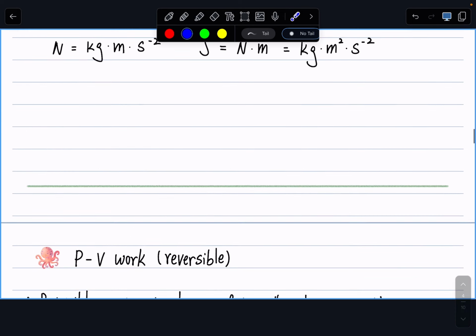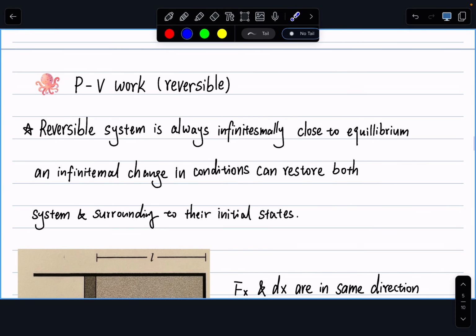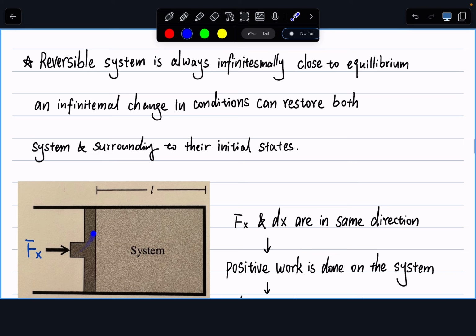All right, so that's a quick review on classical mechanics. And now let's move on to talk a little bit more about work, more specifically PV work. There are different types of work. PV work is normally when you're moving, say, a piston and changing the size of your system.